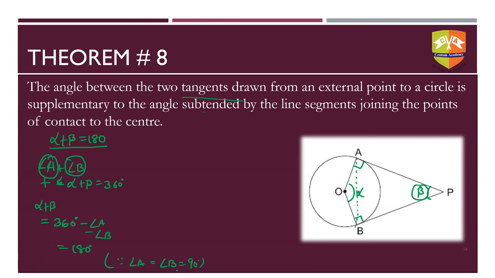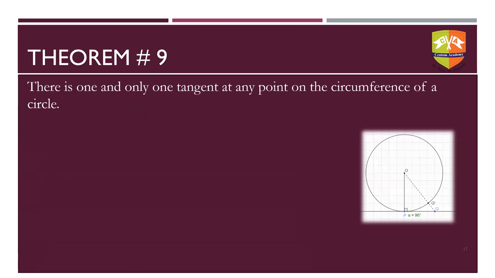Okay, so this should not be a big deal. Let's go to the next one. There is one and only one tangent at any point on the circumference of a circle. How do we prove it? Again, let there be two tangents. From there, you can start.